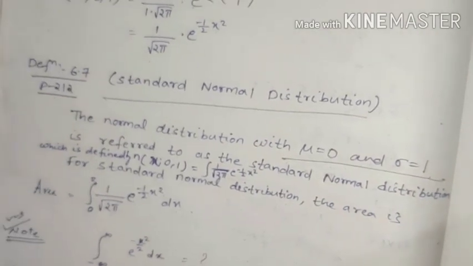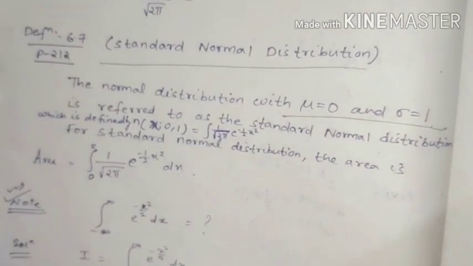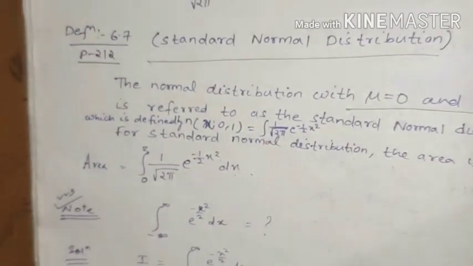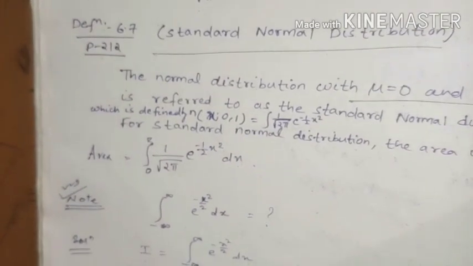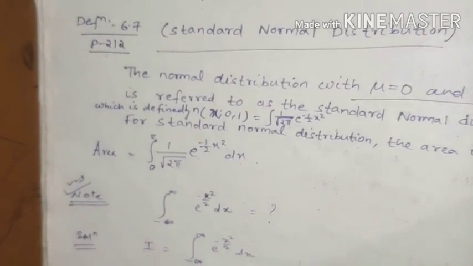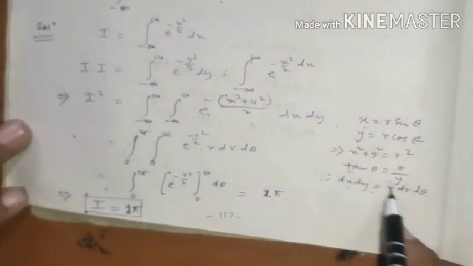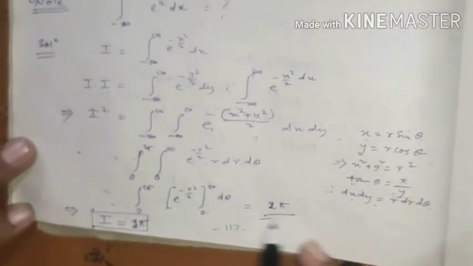And the area you have to find out. How can you find out? Suppose the interval I is equal to minus infinity to infinity. So you have to multiply I by I, automatically a double integration. So I square is equal to this, and put x is equal to r sin theta, y is equal to r cos theta. So automatically tan theta is x by y and dx dy is r dr d theta, and put the formula, and the answer is 2 pi. I is equal to root 2 pi.